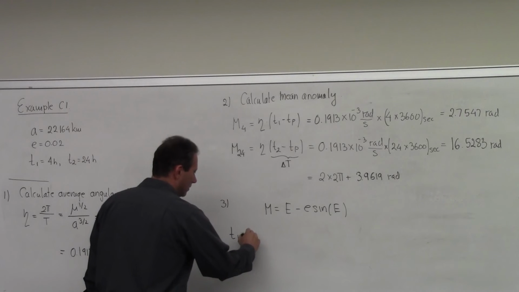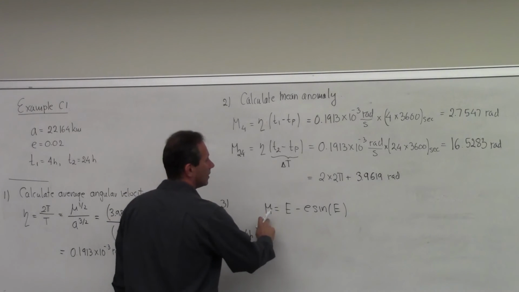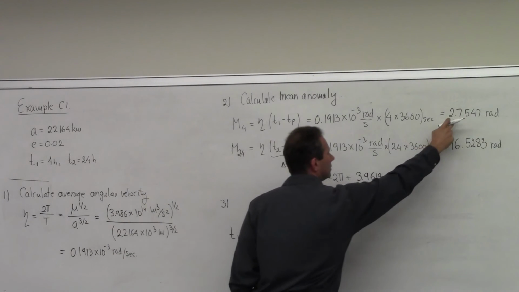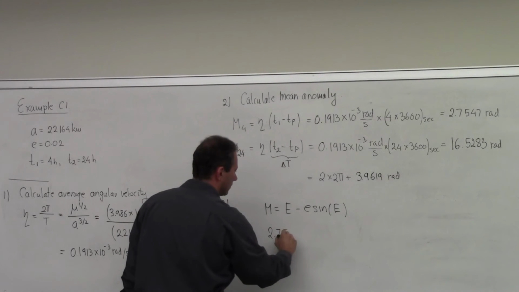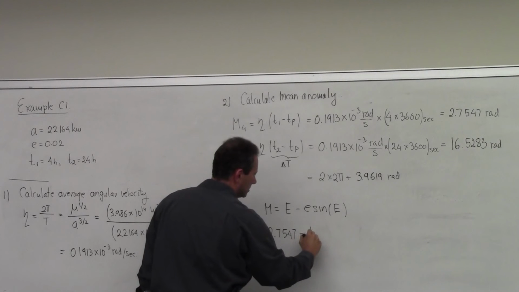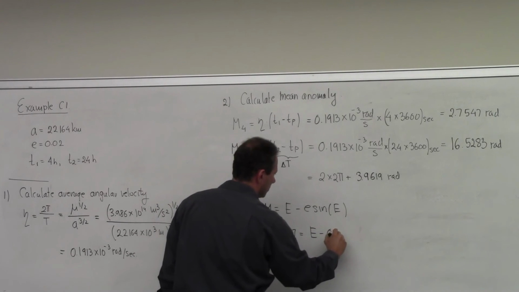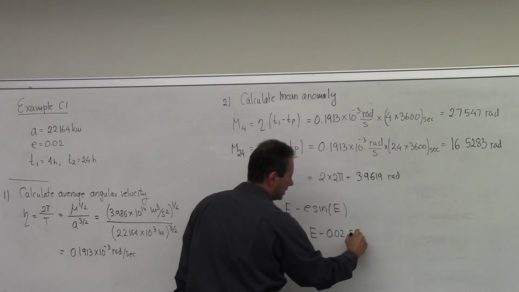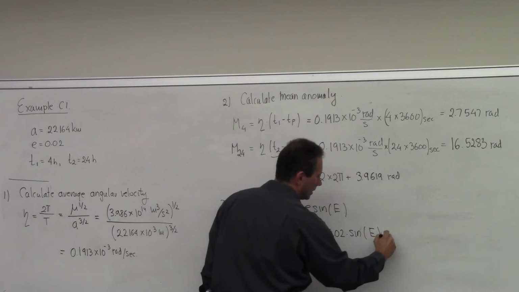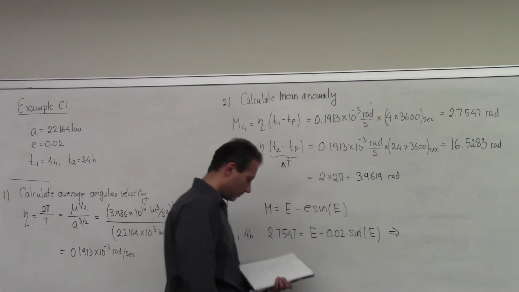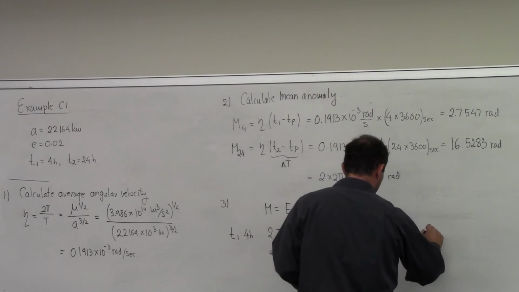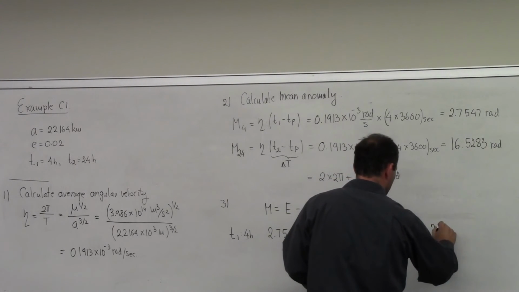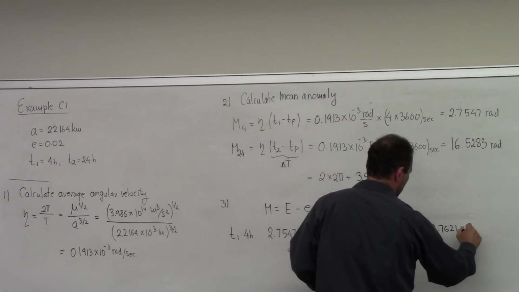So for T1 of 4 hours, I have the following. M is equal to 2.7547. This has to be equal to E minus 0.02 times sine of E. And when you calculate what E is, this gives you E4 equal to 2.7621 radians.